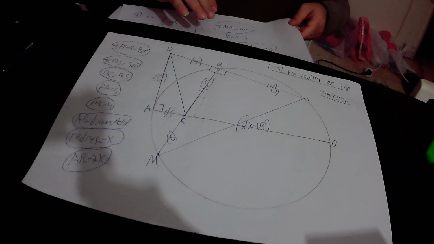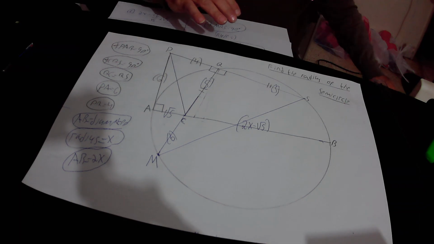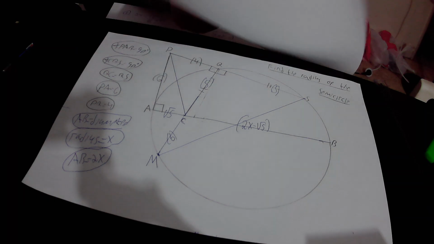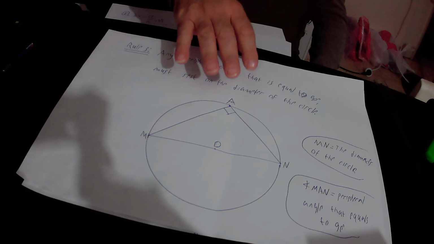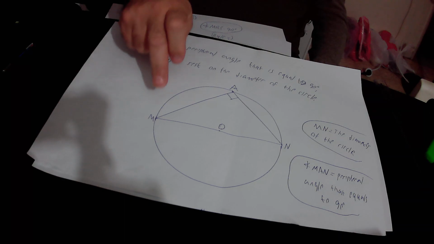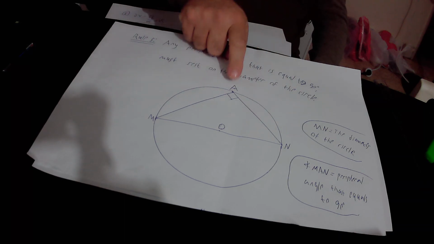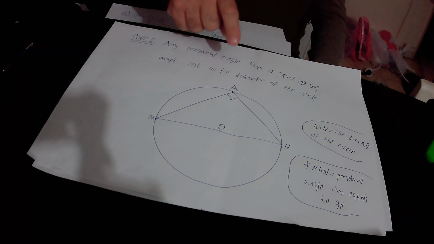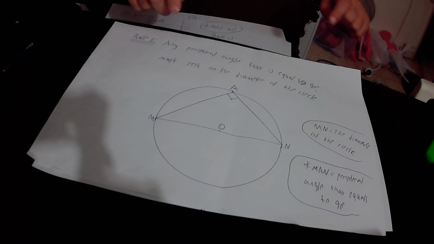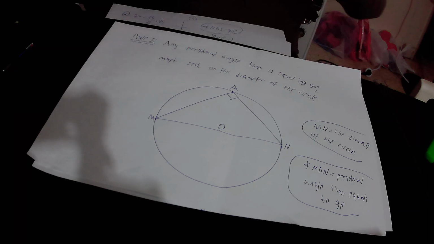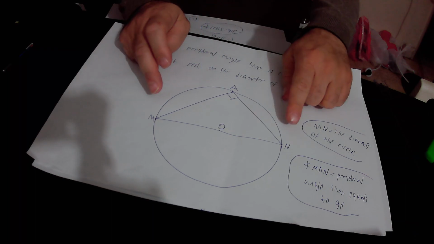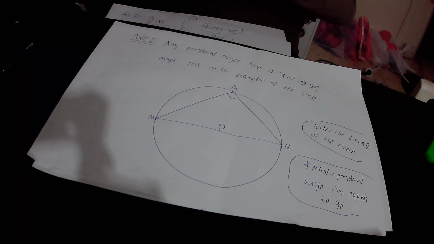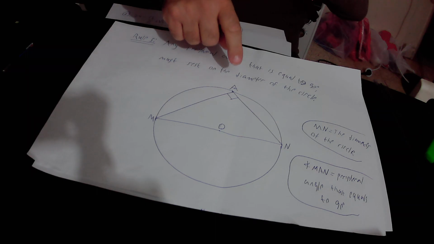And we have rule number 5 that relates to a peripheral angle that is equal to 90 degrees in its size. According to rule number 5, any peripheral angle that is equal to 90 degrees must rest on the diameter of the circle. In the drawing we have a circle. Inside this circle we have peripheral angle MAN. This peripheral angle MAN equals 90 degrees in its size. Therefore, according to this rule number 5, it must rest on the diameter of the circle. From the drawing, it is very easy to see that peripheral angle MAN rests on chord MN. Therefore, according to rule number 5, chord MN must be the diameter of the circle.